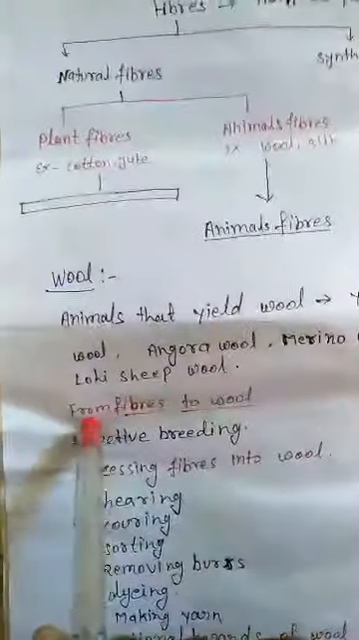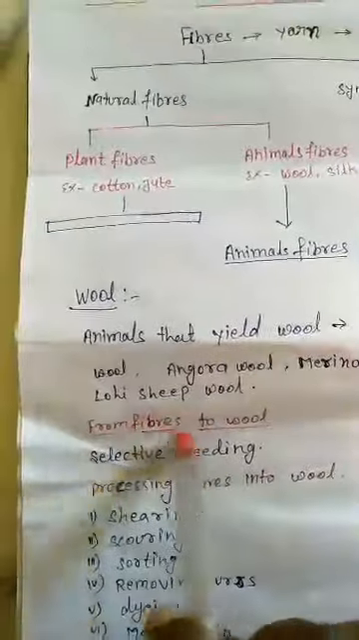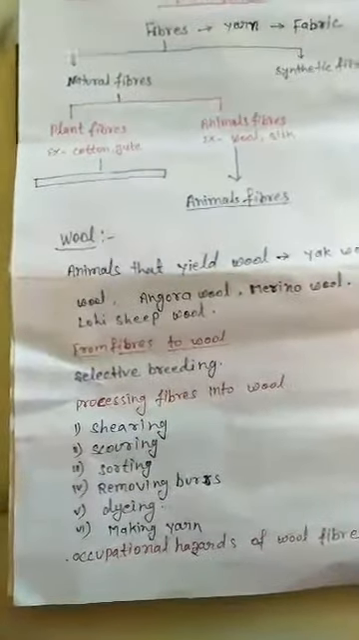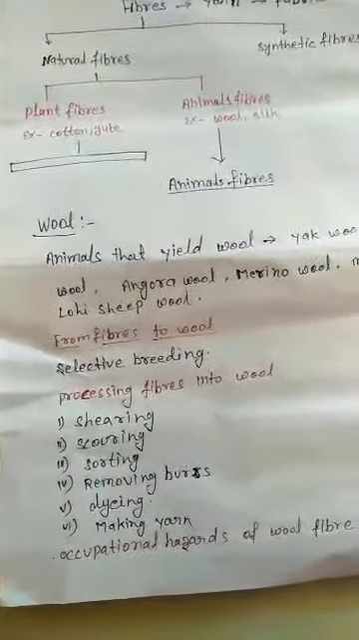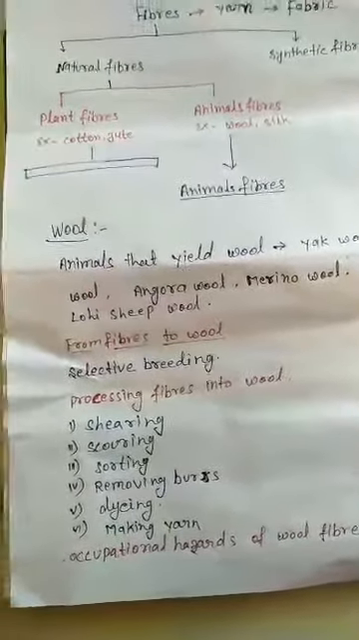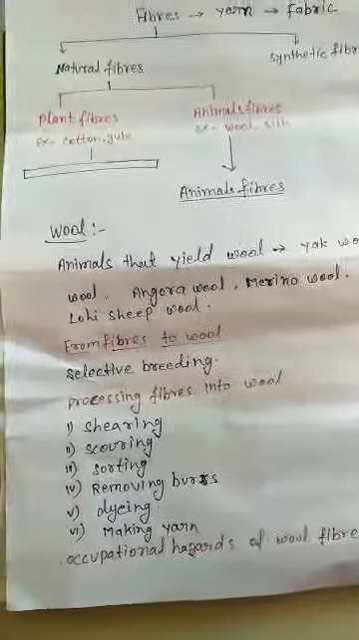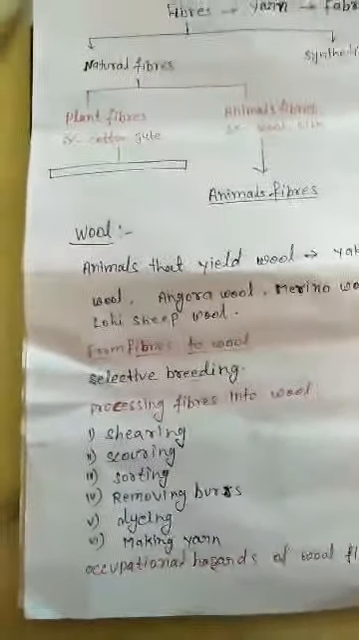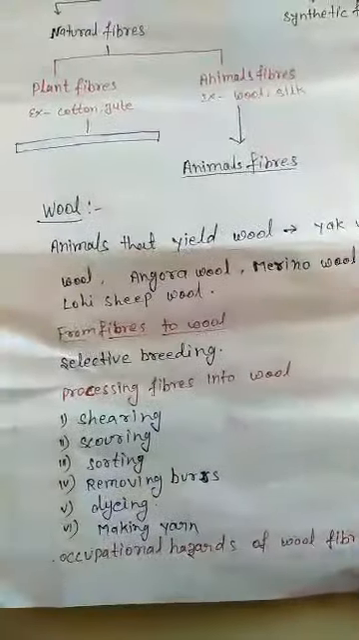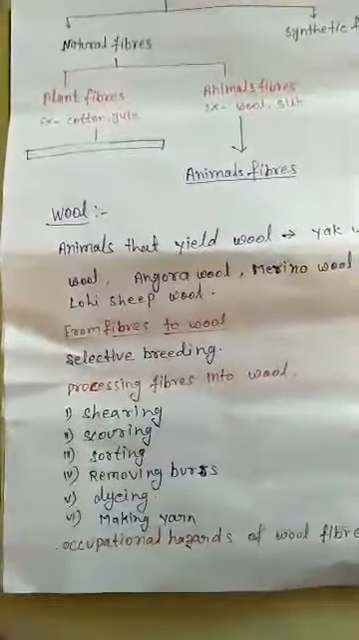Next is from fibers to wool. It means how we get fibers, and how the fiber is used for making wool. First of all, for getting fiber, the farmers rear sheep for getting animal fibers.